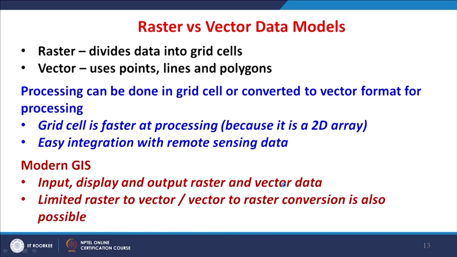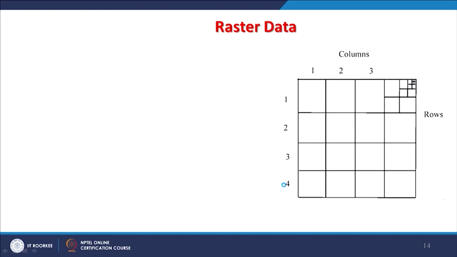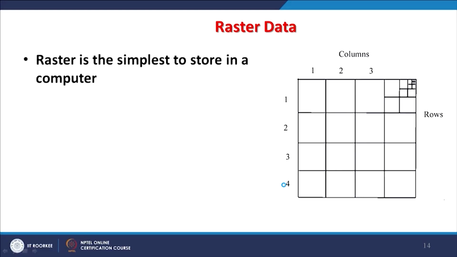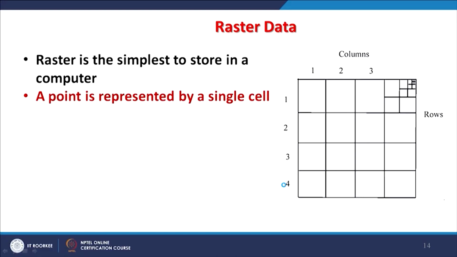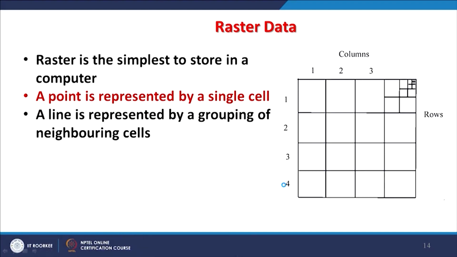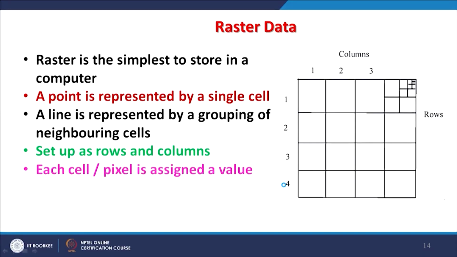This conversion is quite limited, and like raster to vector conversion is not fully automatic yet. It is still semi-automatic, or you can call it manual, but vector to raster can be done automatically. Raster is simplest to store in the computer. A point is represented by a single cell, as you know, and a line is represented by a group of neighboring cells, set up as rows and columns in case of raster.